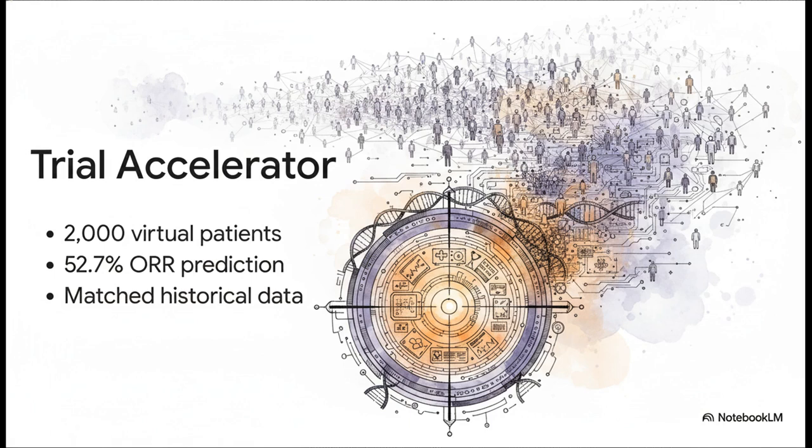Furthermore, the predictive accuracy is just astounding. In a pivotal study for chronic graft versus host disease, researchers modeled over 2,000 virtual patients. The digital twin control arm predicted an objective response rate of 52.7%. And guess what? That perfectly matched the historical expectations from clinical literature. It proved for sure that these synthetic models can reliably and accurately replicate reality.